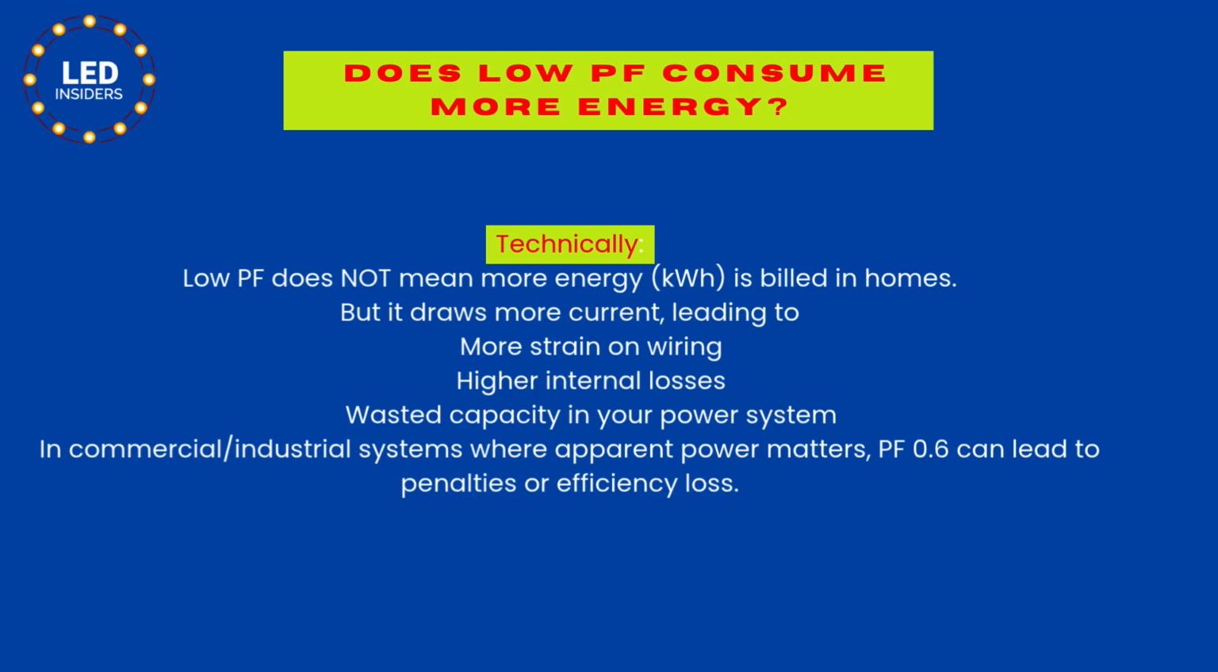In commercial and industrial systems where apparent power matters, PF 0.6 can lead to penalties or efficiency loss.